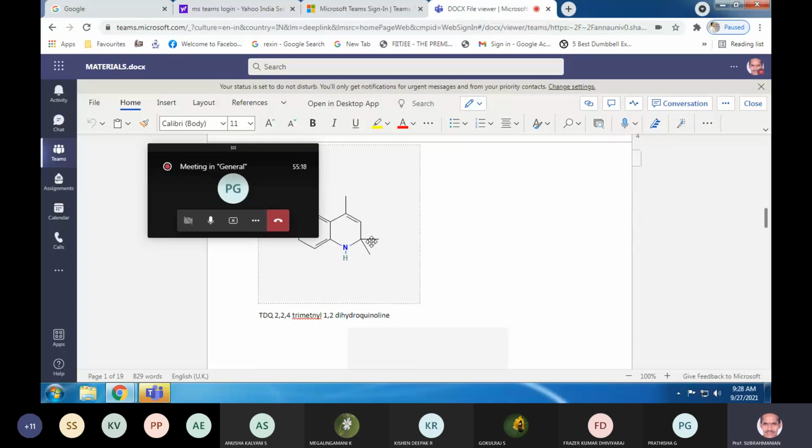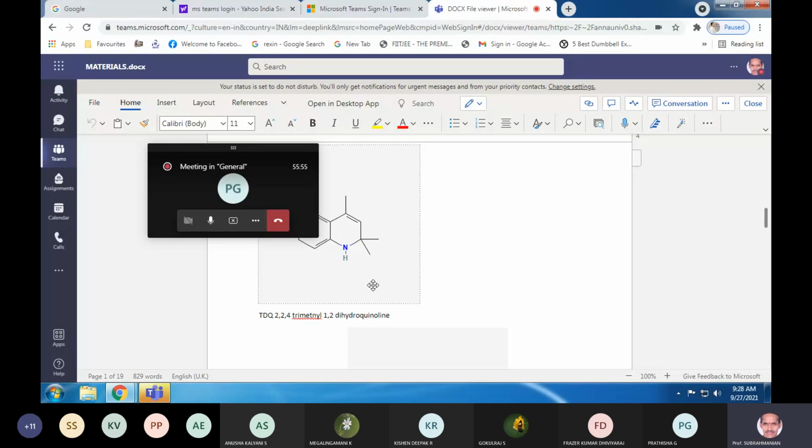2,2,4 trimethyl and 1,2. So the nitrogen site is 1 and the neighboring carbon is 2. 1,2 dihydro, meaning it is hydrogenated. You hydrogenate selectively the 1 and 2 positions. As a result, this carbon will have 2 hydrogen atoms, right? You substitute the hydrogen by methyl group, 2 methyl groups.